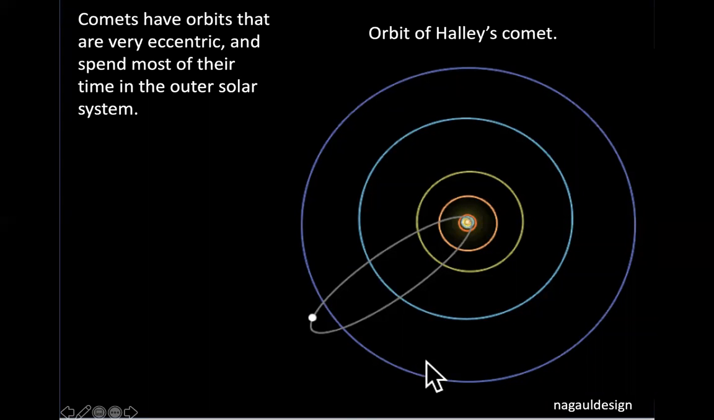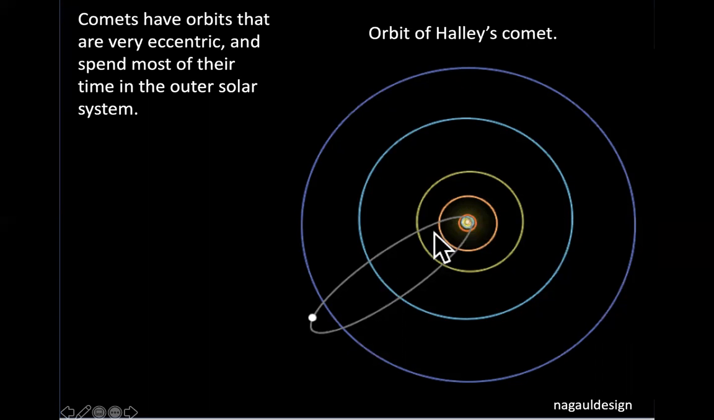This is the orbit of Halley's comet. This is the orbits of all of the planets. So this is Neptune, Uranus, Saturn, Jupiter, Mars, and Earth. This comet gets as close to the sun as the Earth, but it also gets as far from the sun as Neptune.